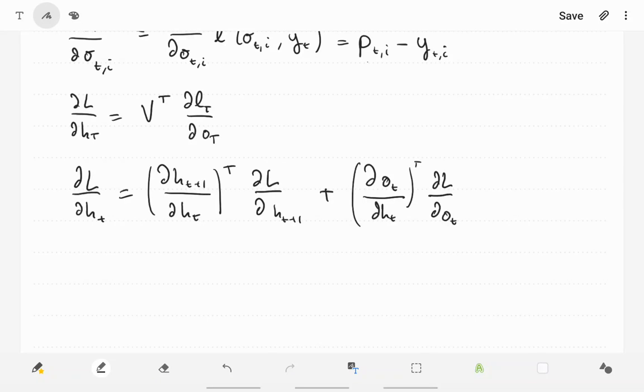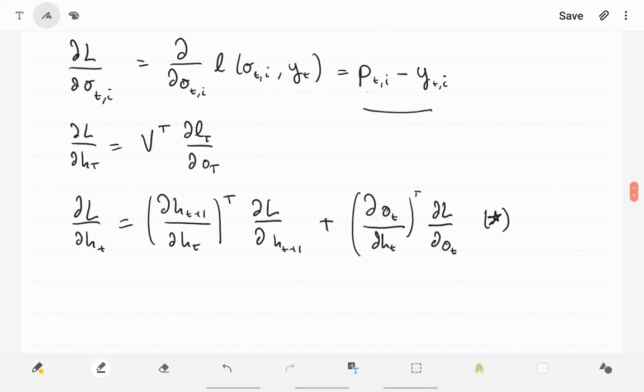Right. So this is our basic recurrence equation, and this is how we're going to take care of everything. This partial L over partial O sub t is just going to be another of these simple functions here. It's easily calculable. So this is easy to calculate. This is just going to be our V transpose again, just like before.